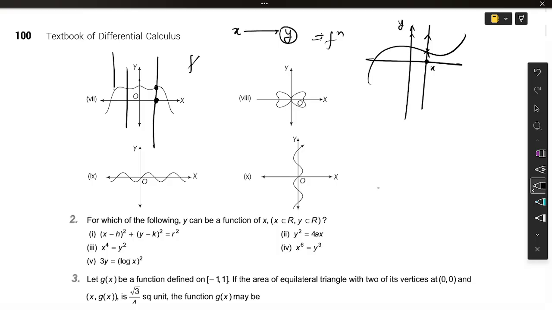Consider let f(x) is equal to x cube. So how is the graph of x cube? The x cube graph is like this, right? So we have only one value of y for one value of x, one value of y for one value of x.